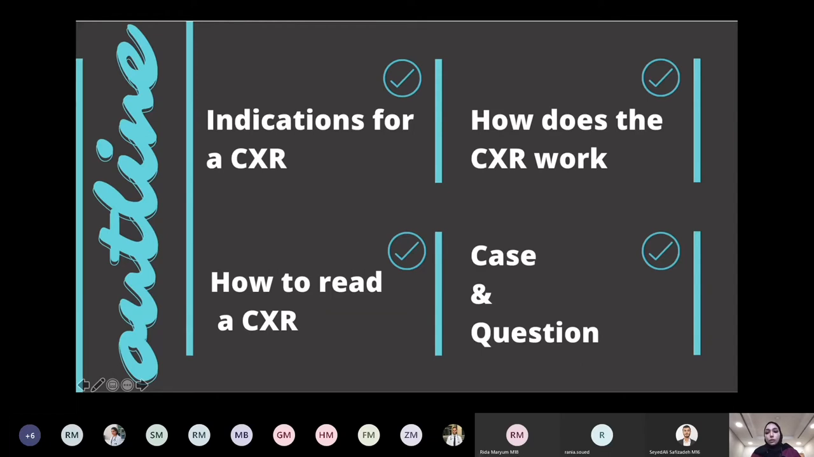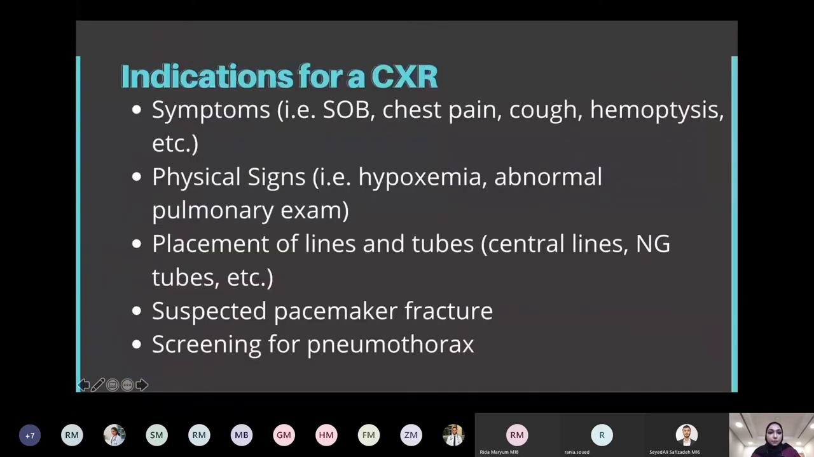So, when do you opt for x-rays? When do you decide that, you know what, this patient is going for an x-ray? We'll talk more about how x-rays work, how to read x-rays, obviously, and then we'll end the presentation with a case. So, let's start from the get-go. Here are some of the things you need to go over if you're unsure whether or not your patient would need a chest x-ray.